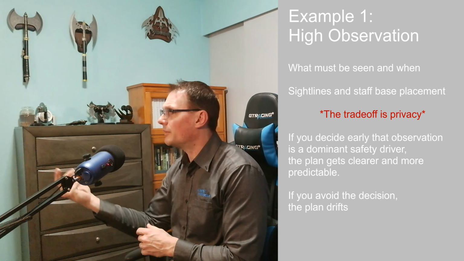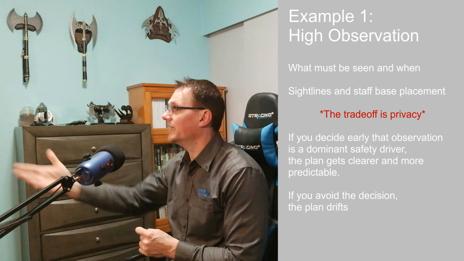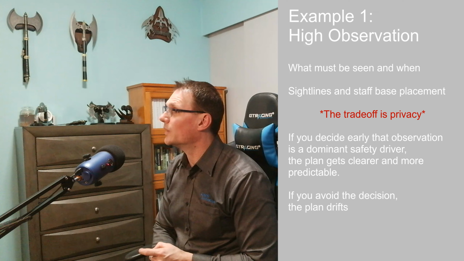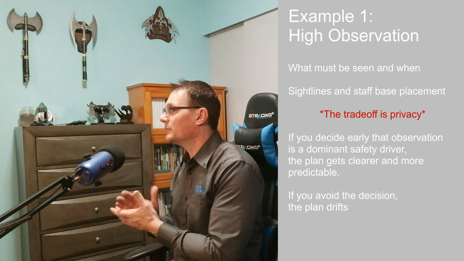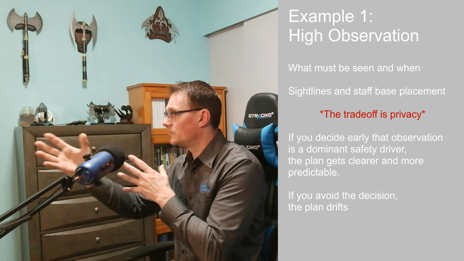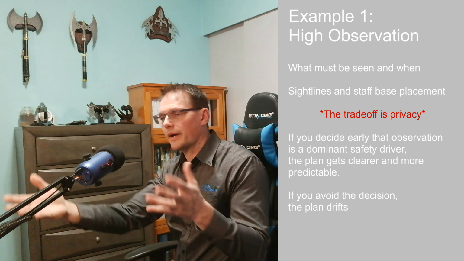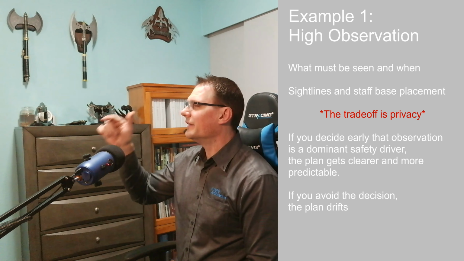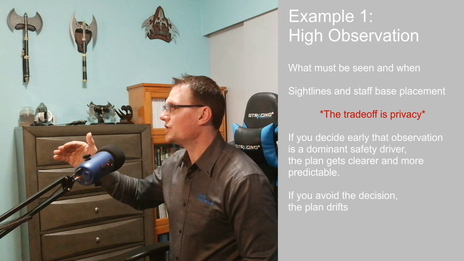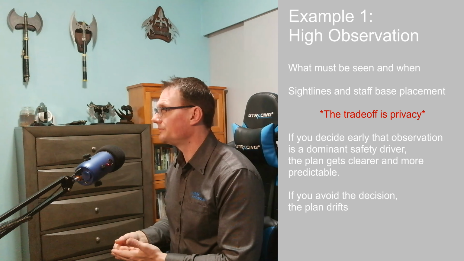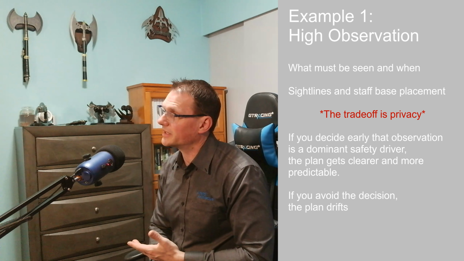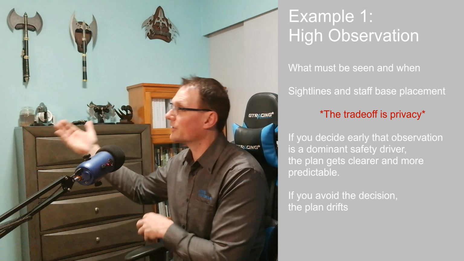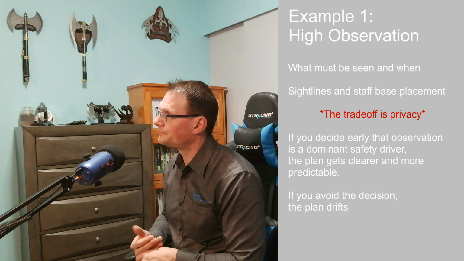Now let's apply this to a common scenario, a high observation need. The MVCP decision is what must be seen and when. The design implication is sightlines, staff base placement. The trade-off is privacy, but it's handled intentionally, not accidentally. If you decide early that observation is a dominant safety driver, the plan gets clearer and more predictable. If you avoid the decision, the plan drifts, and then you get corrected later at a higher cost.